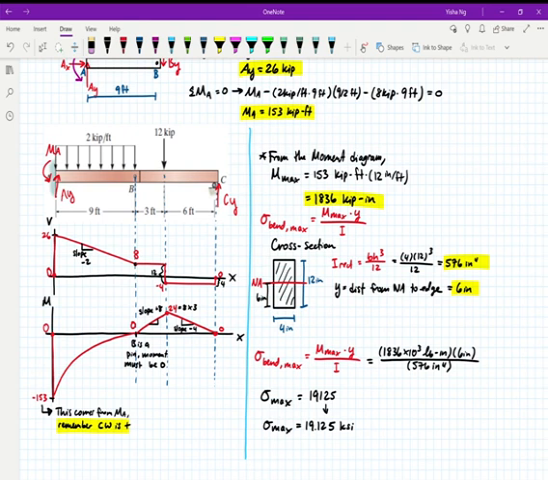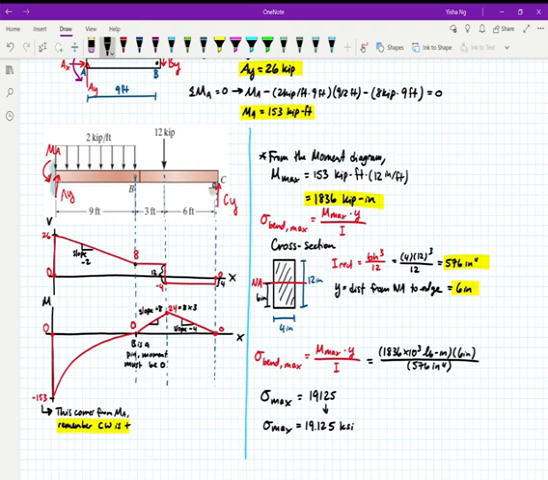So coming back to this cross section we found earlier, I can assume my neutral axis is just down the middle because it is a symmetrical shape. And I know the equation for the moment of inertia of a rectangle is BH cubed over 12. I know B, I know H, I can calculate I. And then my y is my distance from the neutral axis to the edge.